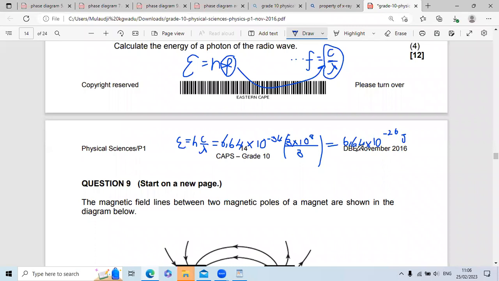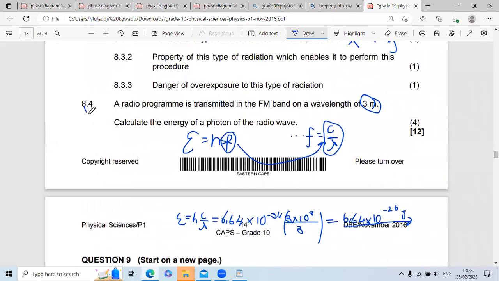And your answer is going to be 6.64 times 10 to the exponent negative 26 joules. And that's your answer for 8.4.